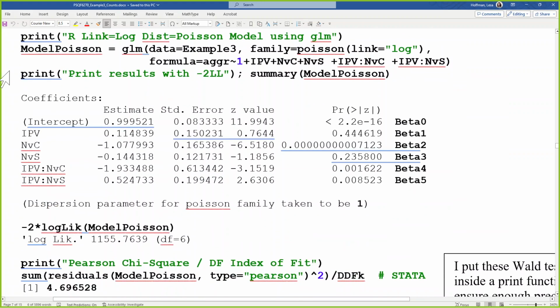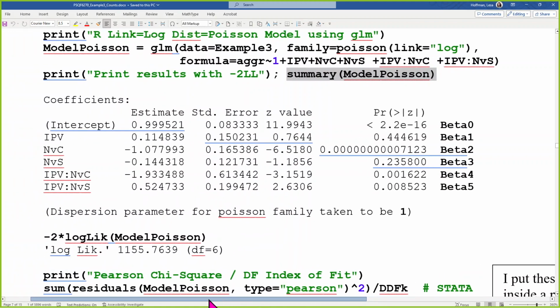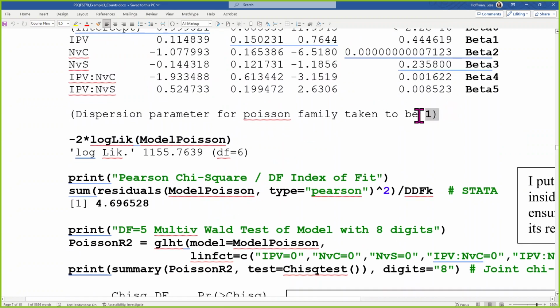So I'm going to fit model Poisson here using GLM. And family is Poisson with the log link. The formula looks exactly the same. And I'm asking for a summary. And here's the same estimates that Stata gave us. And note this thing right here, dispersion parameter for Poisson family taken to be 1. That's referring to the K-stretchy factor, essentially. However, it's not quite that simple. Stay tuned. It's on a different scale in R.